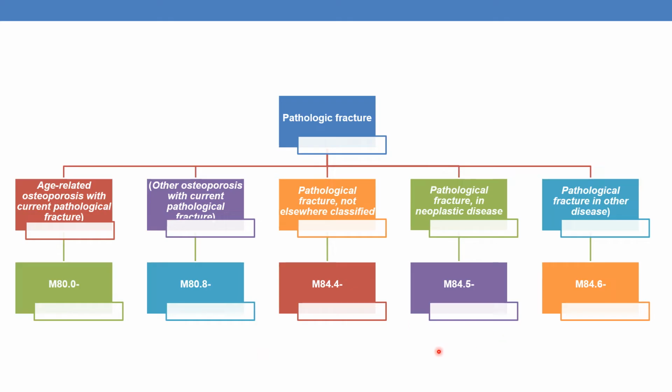The next is pathological fracture not elsewhere classified. This can be coded from the series M84.4. The next is pathological fracture in neoplastic disease. This can be coded from the subcategory M84.5. This is also further expandable. The next is pathological fracture in other diseases. This can be given from the code category M84.6. This is also further expandable. These are the various subcategories which govern the pathological fracture coding.